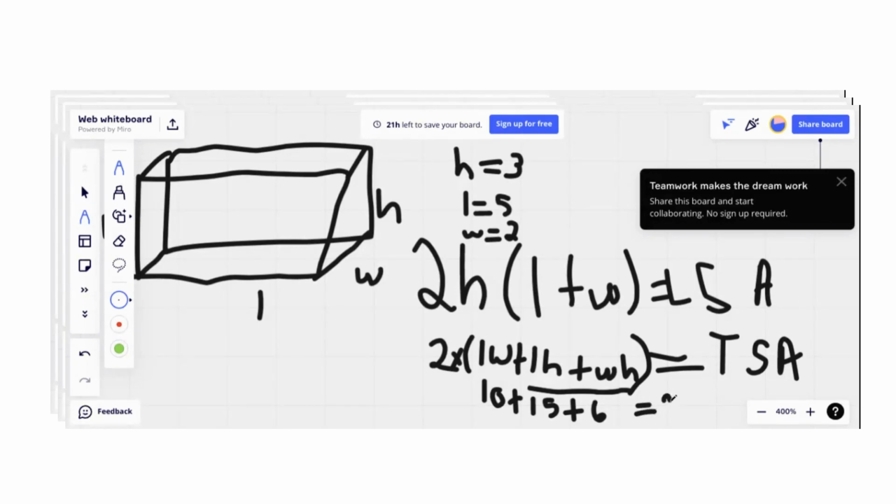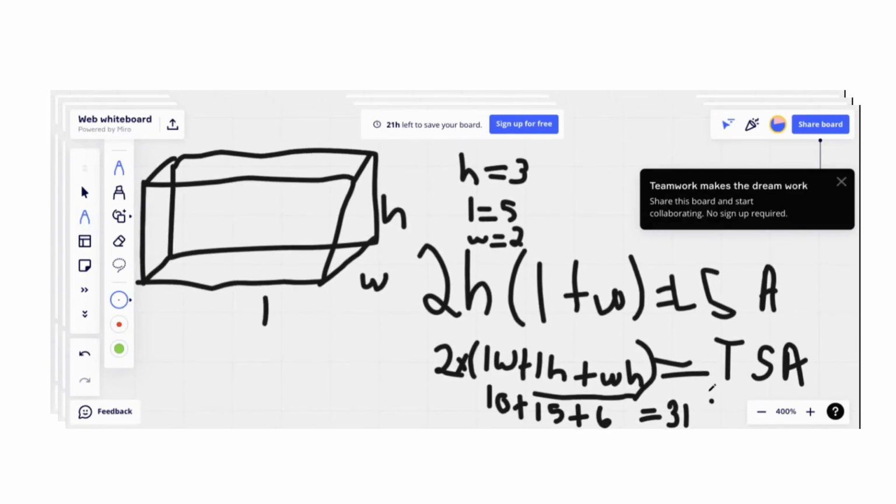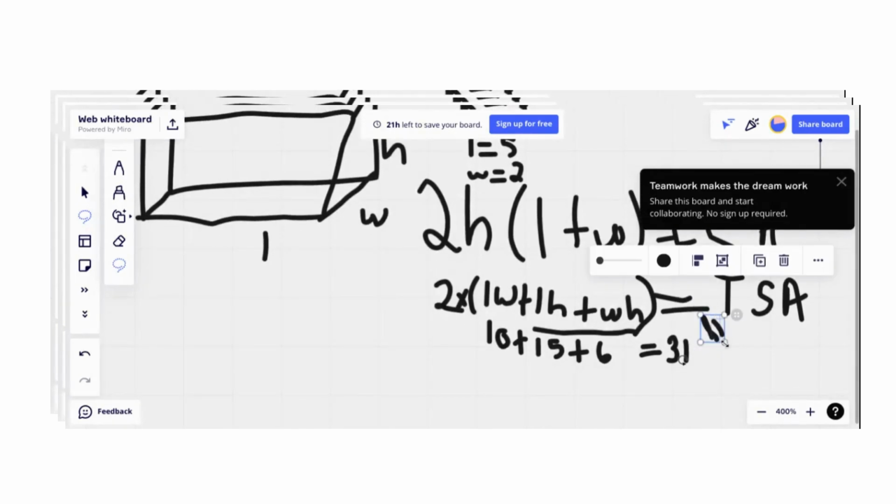But we're not done yet, because we need to multiply this with 2. So now we're just going to do 31 times 2, which equals 62. So that is our TSA.